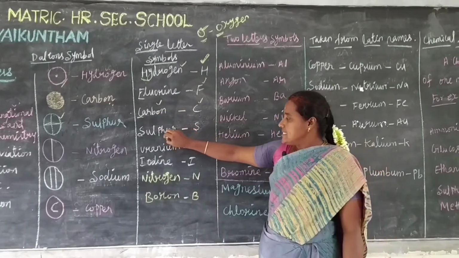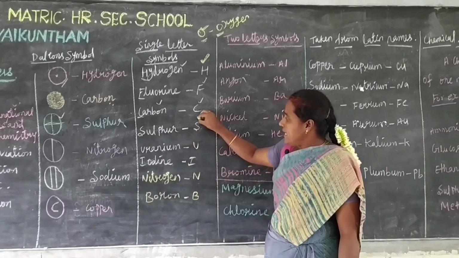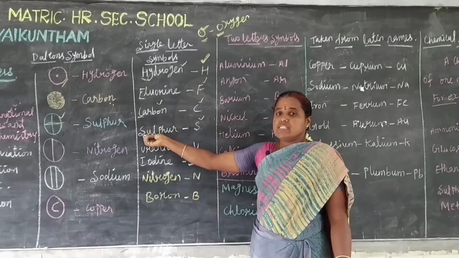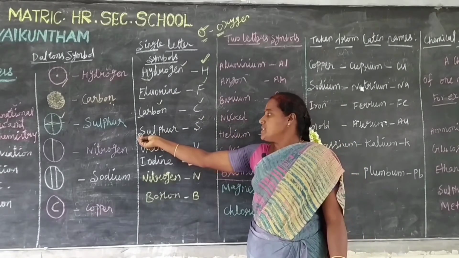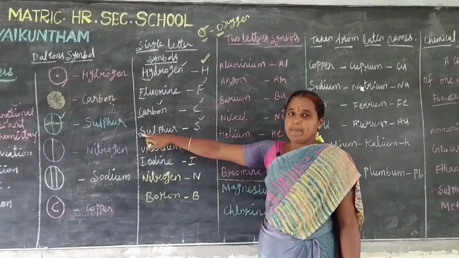Next one is sulfur. The symbol for sulfur is capital letter S, which is the first letter of the name sulfur.